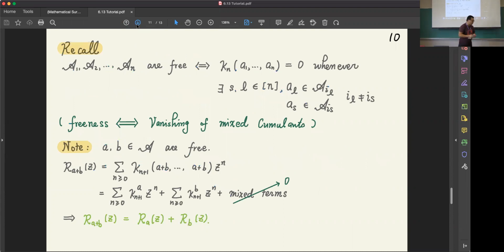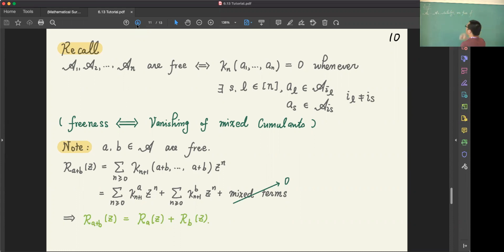Okay, let's move on to freeness. So for freeness, maybe first let me recall the definition. If you have a few subalgebras, you say they are free subalgebras.